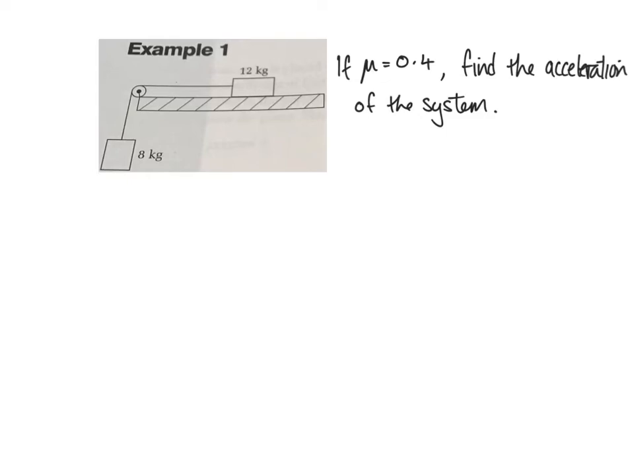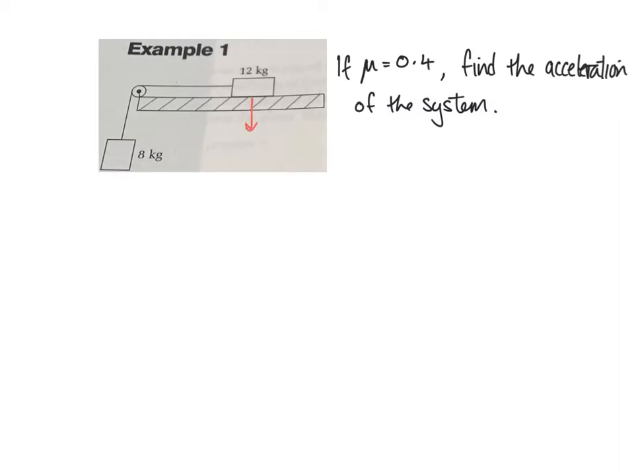In this video, we just have a couple of examples of connected particles with friction involved. And if you can imagine in this question, if the coefficient of friction is 0.4, so that's telling us that this bench here is rough, and we're asked to find the acceleration of the system. And the first thing that we do is we annotate, or we draw a diagram. So I'm just going to annotate this one.